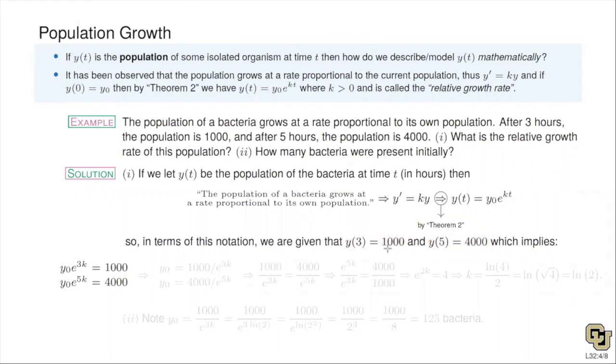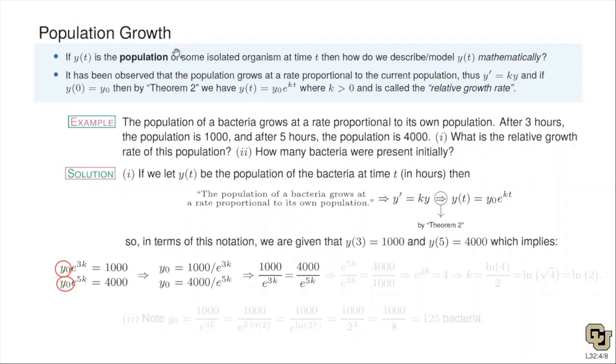So here, this equation y of 3 equal to 1,000 translates to y sub 0 e to the 3k equals 1,000, where I've replaced the t with 3. And this equation y of 5 equal to 4,000 translates to y sub 0 e to the 5k equals 4,000. So now, two unknowns, two equations, we're just doing algebra. For part A, we're specifically looking for k. So I'm going to set both of the equations equal to y sub 0. And since they're both equal to y sub 0, I can set them equal to each other.